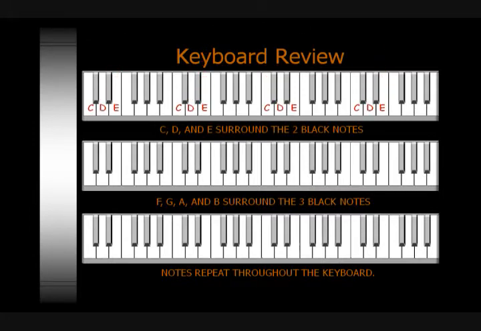C, D, and E surround the 2 black notes. F, G, A, and B surround the group of 3 black notes. The pattern of letters A through G repeats throughout the keyboard. The black notes are sharps or flats, depending on the white note that is being raised or lowered. A white note lowered a half step is a flat. A white note raised a half step is a sharp. If you are not already familiar with the note names, be sure to memorize them before continuing on with this lesson.